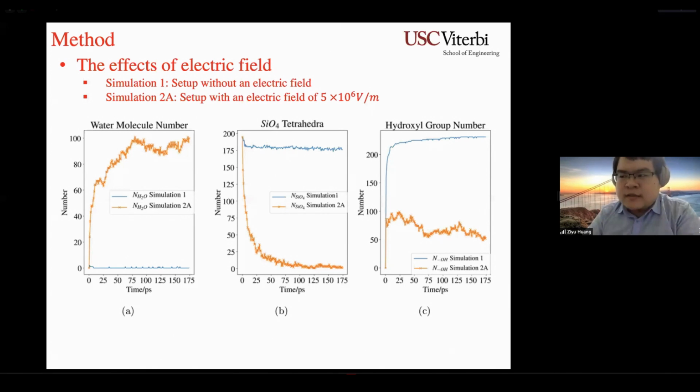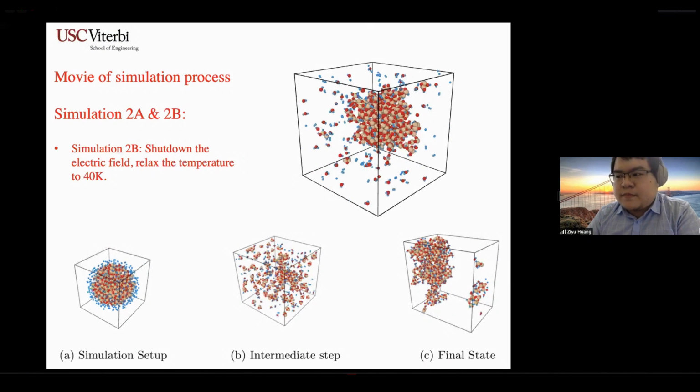Case 2A has a significant amount of water generated, and the silica was melted down, as we can see from the number of tetrahedra. For hydroxide groups, case 1 doesn't change too much, which means the hydroxide just stays on the surface and no reactions occur under that temperature. Case 2A, however, has fewer hydroxy groups than case 1. So that means hydroxy groups combined to form water molecules.